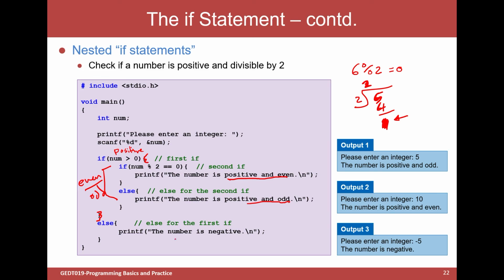Else the number is negative. Okay, I think this is clear. And here's some output. If you put 5, it will tell you the number is positive and odd. If you put 10, it will say the number is positive and even. If you put -5, it will tell you the number is negative. That means this one.